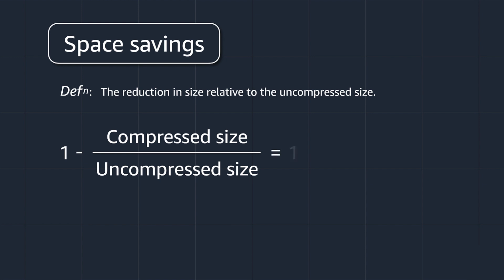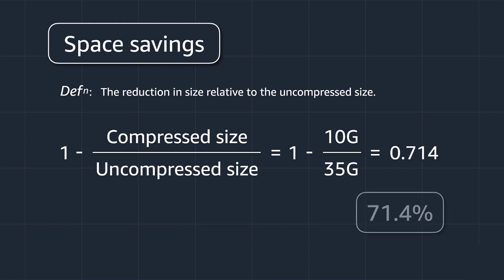Here's an example. If I have the same file with a compressed size of 10 gigabytes and an uncompressed size of 35 gigabytes, I divide 10 by 35 and subtract that from 1. This gives me 0.714, or a space savings of 71.4%. That tells me that this 35 gigabyte file is using 71.4% less space because of data compression. This frees up a lot of space for additional data.